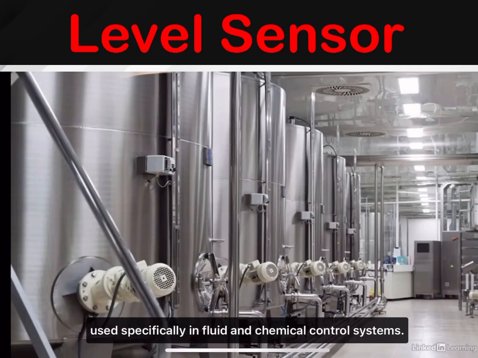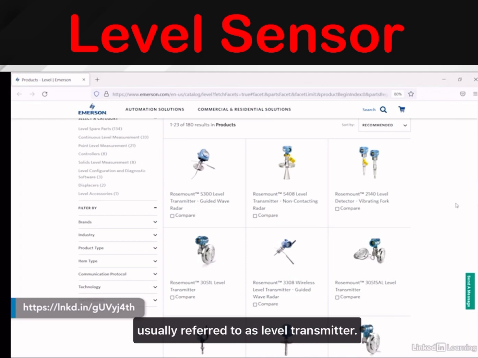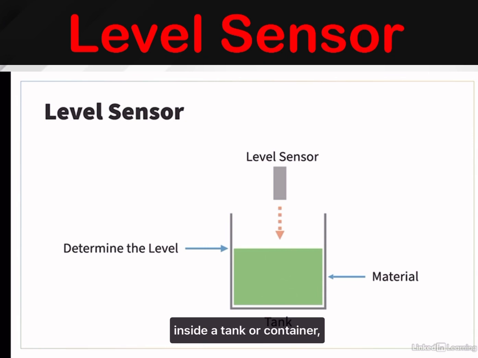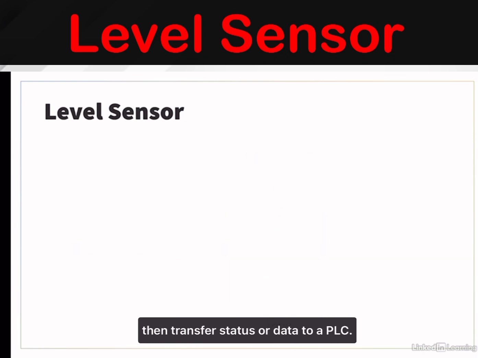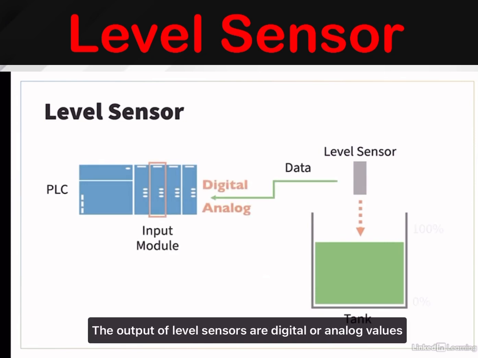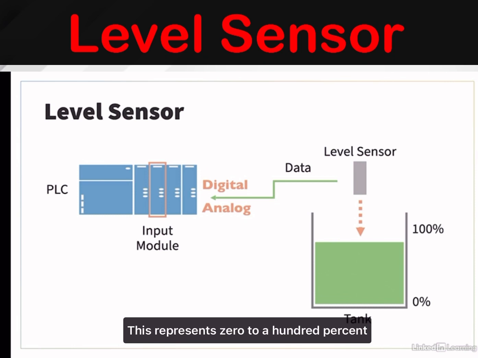Level sensors are common devices used specifically in fluid and chemical control systems. There are different types of level sensors, usually referred to as level transmitters. Level sensors are used to determine the level of liquid or granule materials inside a tank or container, then transfer status or data to a PLC. The output of level sensors are digital or analog values between 4 to 20 milliamps connected to an input module. This represents 0 to 100% of the level measured.